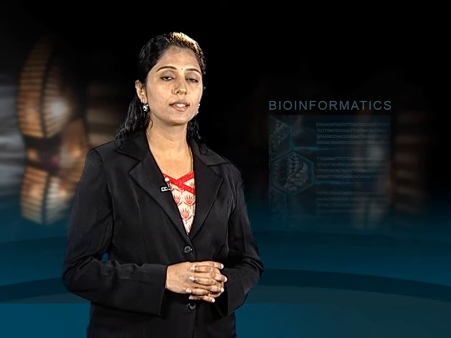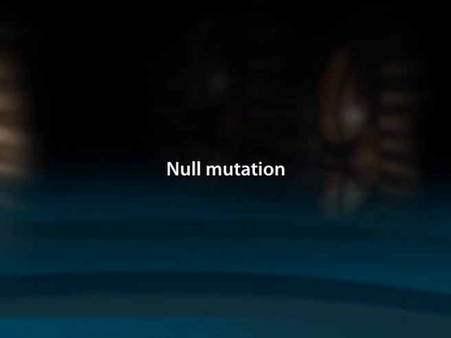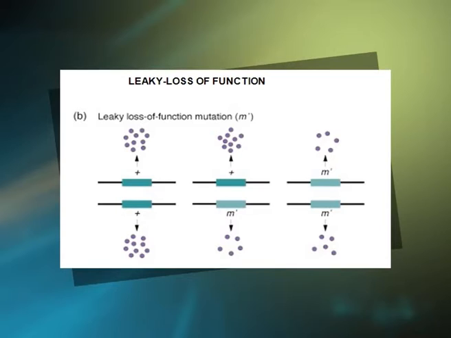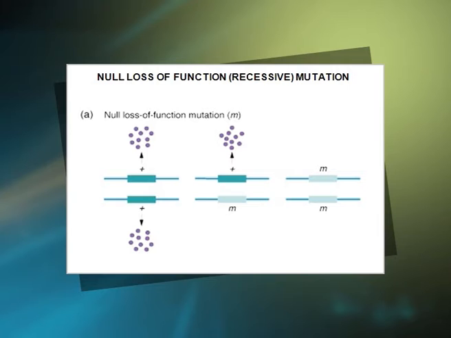If the function is entirely lost, the mutation is called a null mutation. It is also possible that some function may remain, but not at the level of the wild type alleles. These are called leaky mutations. Loss of function mutations are typically recessive.